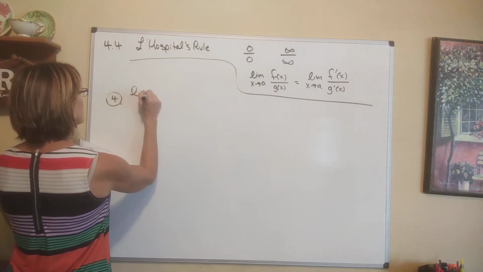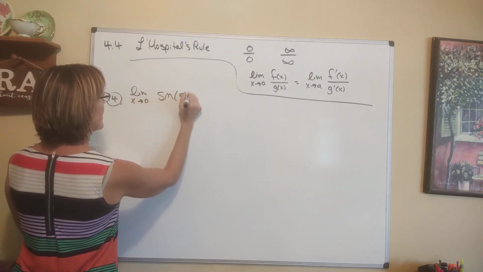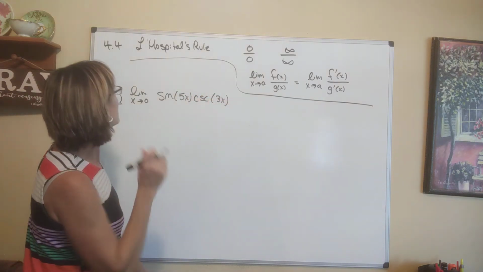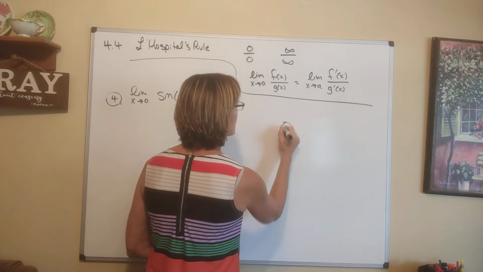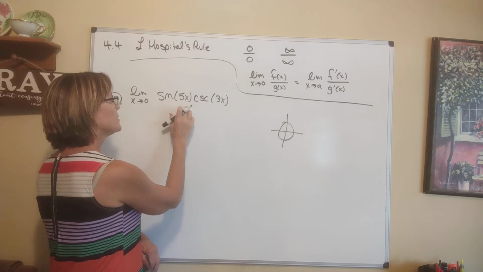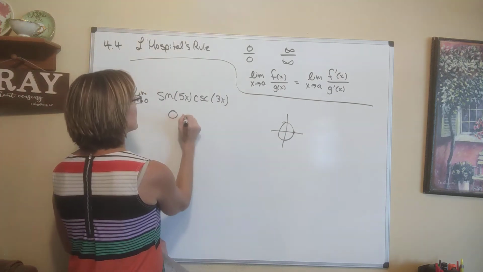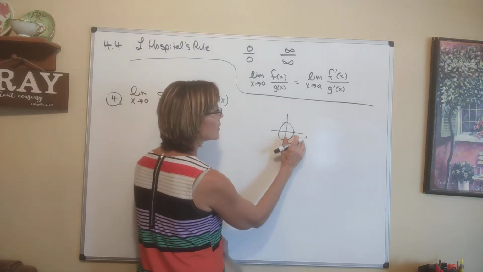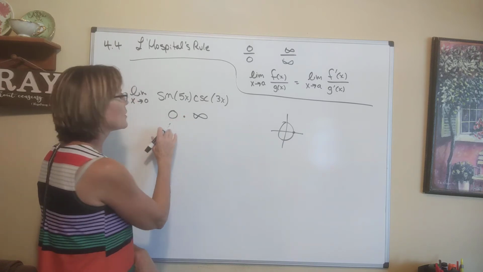The limit as x approaches 0 of the sine of 5x times the cosecant of 3x. And so if we just use direct substitution, let's see what we get. Remember your unit circle. If 0 goes in for x, we have 5 times 0, which is 0. So the sine of 0 is 0. We're looking at 0. The cosecant is 1 over sine, and so the cosecant of 0, 1 over 0, is infinity. So we're looking at an indeterminate type of 0 times infinity.